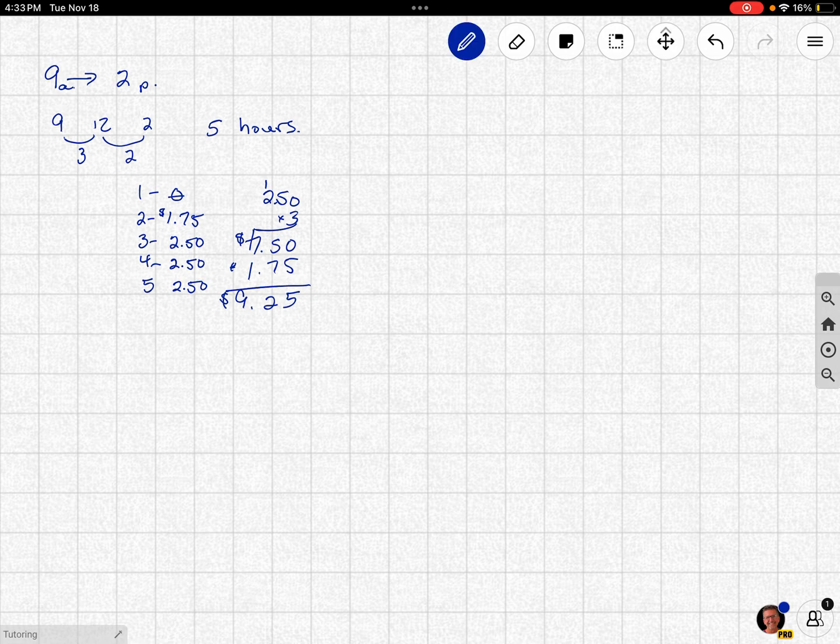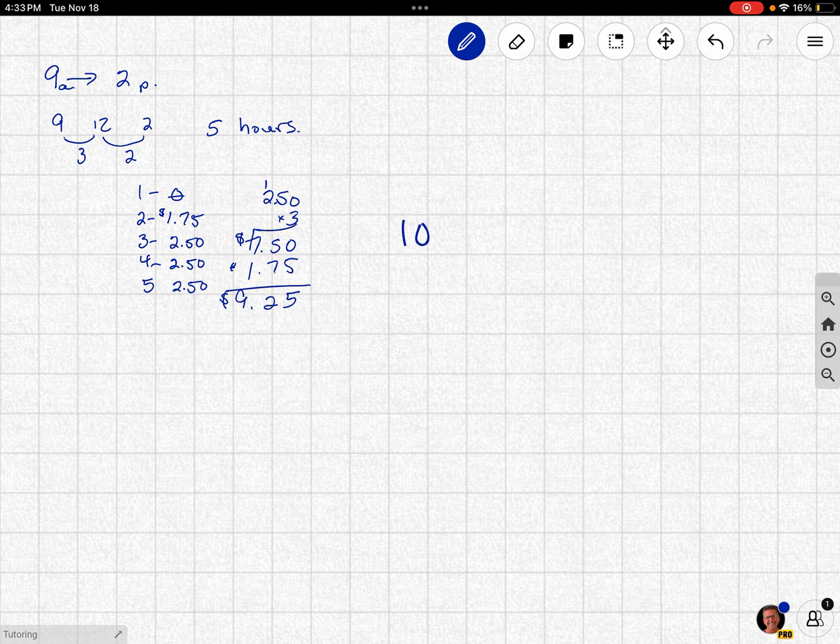And number 3 says the table shows the charges for renting a bicycle. First hour is $3. For every additional half hour is $2.50. Tom rented a bicycle from 10 a.m. to 2 p.m. on the same day. How much did he pay for renting the bicycle?